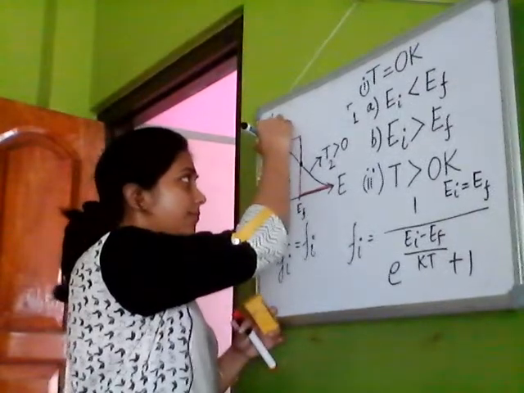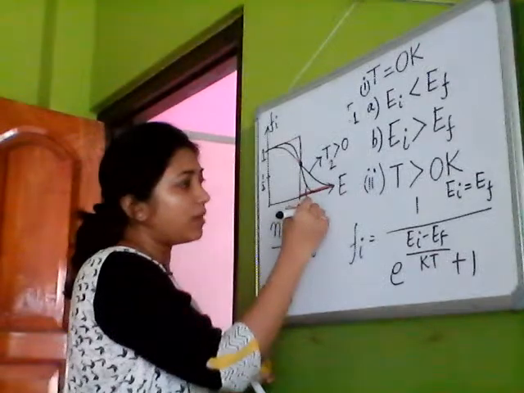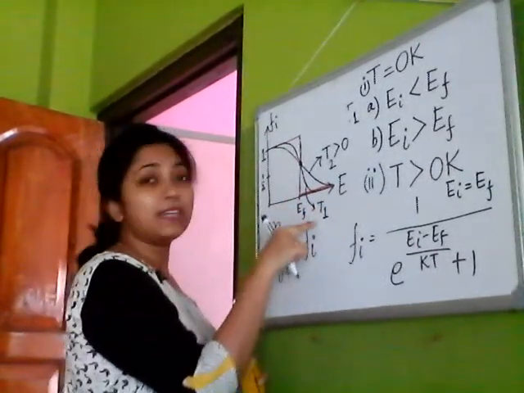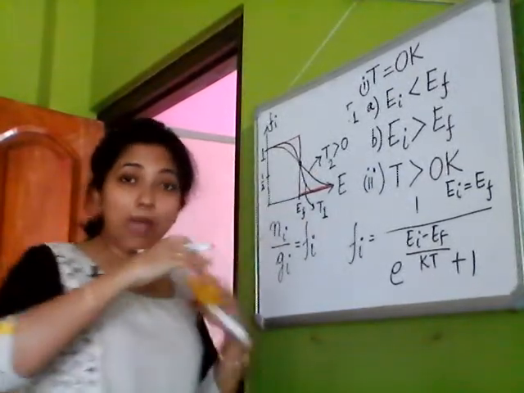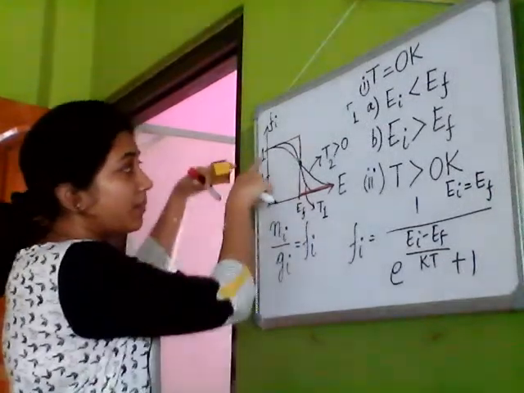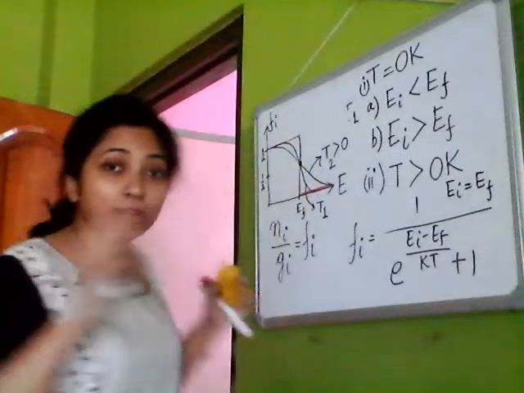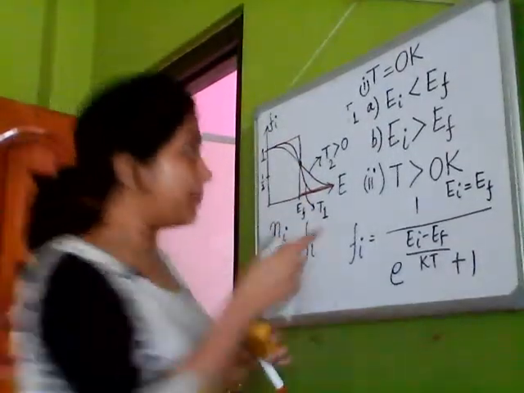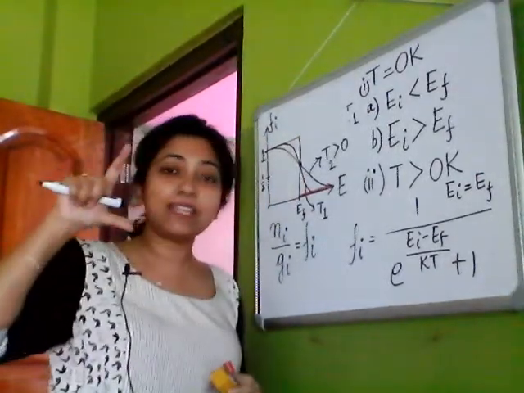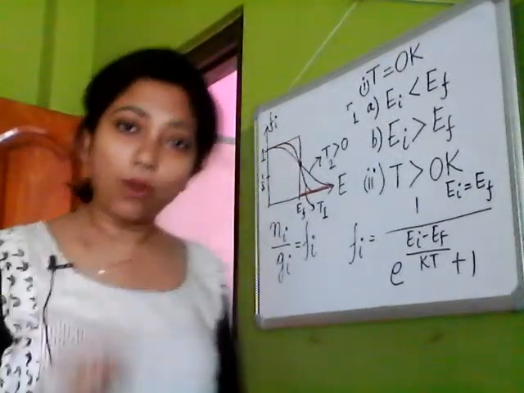This graph, this one which I have drawn, is for another temperature, but this one is less. This T1 is less than T2. So as I increase the temperature, this variation will become more and more flatter. And as I go near to 0 Kelvin, what will happen? This will become more and more steep, and finally at T equal to 0, it will exactly become the step function, 0 or 1.